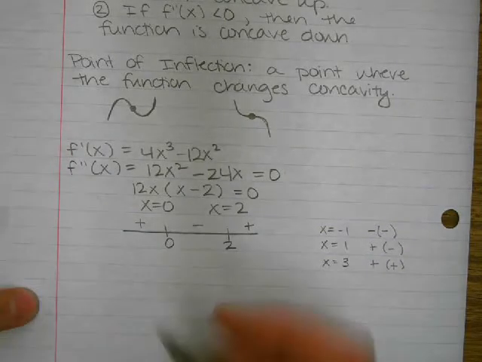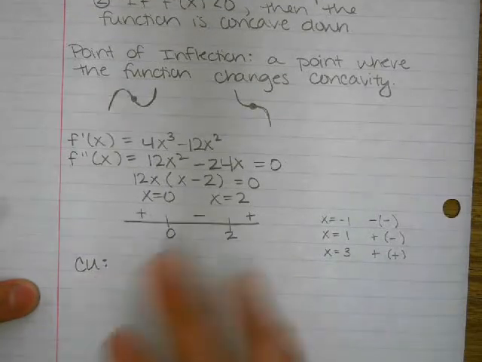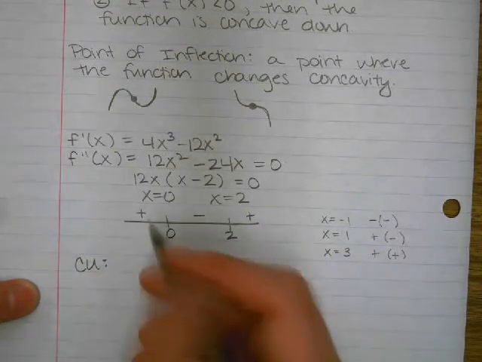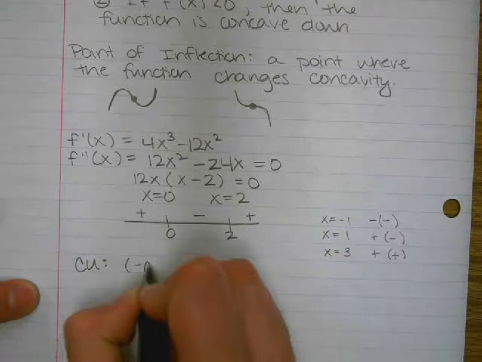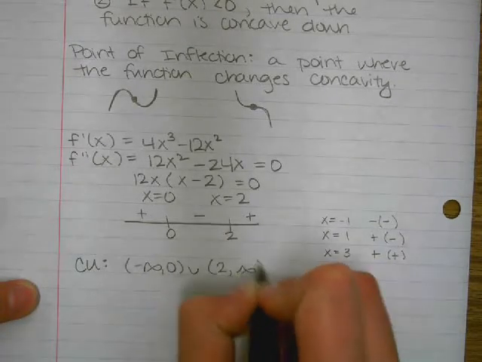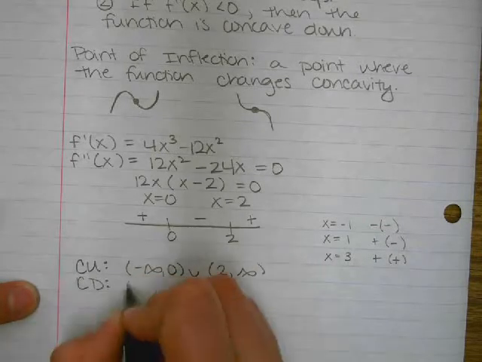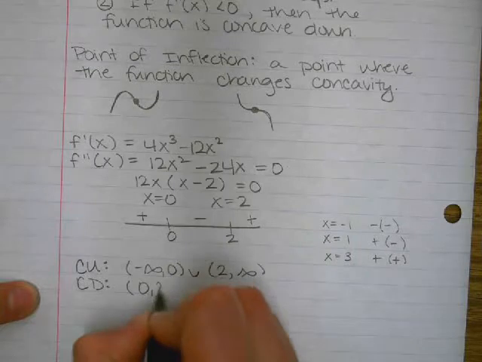So if we look at this and we want to describe where the U-shapes that are going up are, where those upward shapes are, we're going to say that's from -infinity to 0 and from 2 to infinity. And then the graph is concave down from 0 to 2.